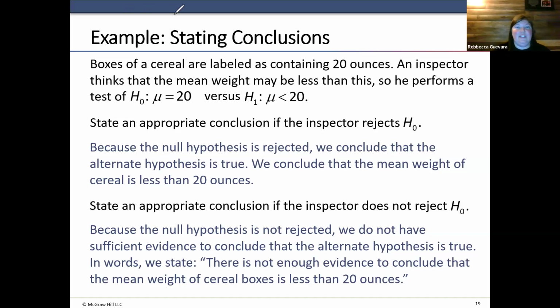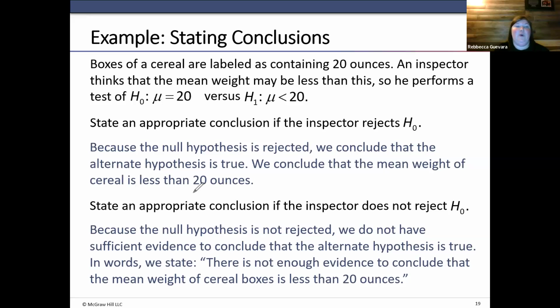Like I said, not every cereal box is going to have 20 ounces. What we're looking at is, if we average them out, they're supposed to be 20 ounces. And the inspector's saying, no, if we average it out, we're actually getting a little less cereal in each box than we were supposed to.